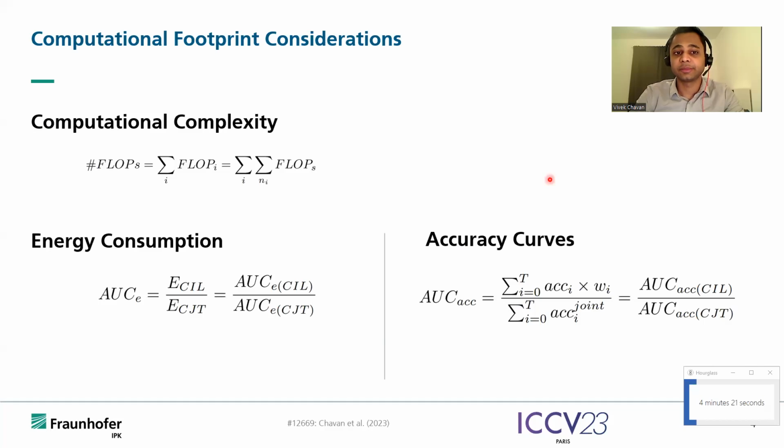For computational complexity, we look at the floating point operations as well as compare task-wise energy consumption against the task-wise energy consumption for a naive strategy, which is joint training with complete data. Similarly, we also extend incremental accuracy to area under the curve for comparing incremental learning and joint training approaches.